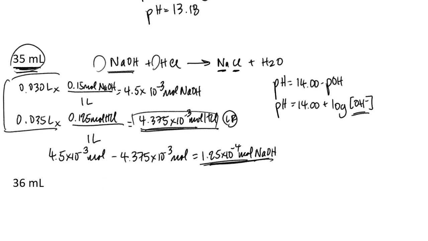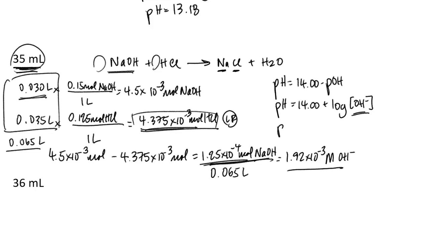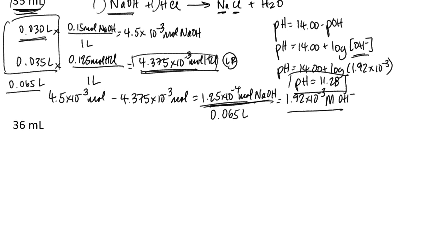And so that means this volume of the hydrochloric acid should be added to the initial volume of the sodium hydroxide. If we do that, at this point in the titration, I should have 0.065 liters of solution. So I'm going to divide this number of moles by that volume, and if I do that, I get 1.92 times 10 to the negative third molar hydroxide ion at this point in the titration. So now, if I substitute that in and do the math, I get a pH of 11.28.